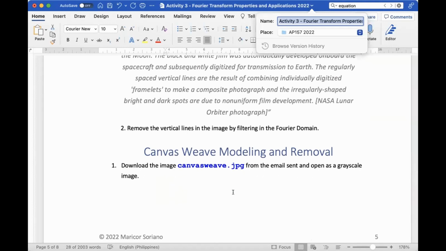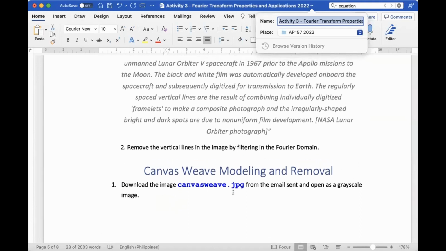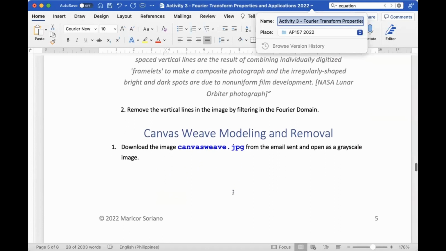Filter it out by creating a mask. Multiply that filter mask to the Fourier transform, essentially ones and zeros yung mask. The zeros, if you put a 0 there, that means any pixel multiplied to it will also become 0. So that's what I mean by filtering. Okay, another application, canvas weave modeling and removal.